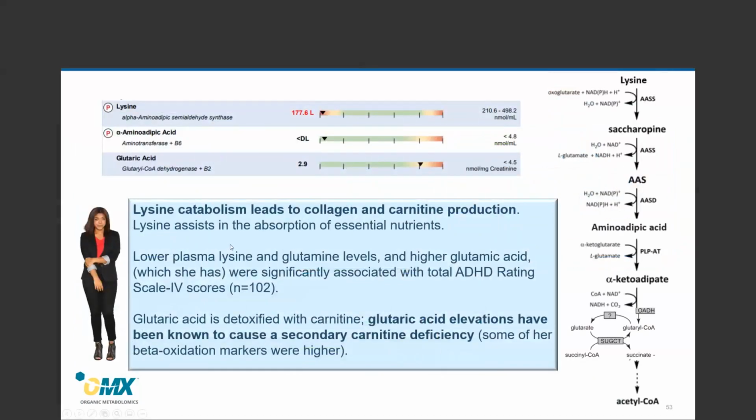The other thing that she had was the low lysine. So lysine catabolism leads to collagen and carnitine production. It also assists in absorption of essential nutrients. Plasma lysine and glutamine levels and higher glutamic acid were also associated with ADHD rating, and she thought she might have some attention issue. The thing with glutaric acid, when it becomes elevated, and hers is within normal range, but when it becomes elevated, it gets detoxified through carnitine, so it can lead to some carnitine deficiencies.